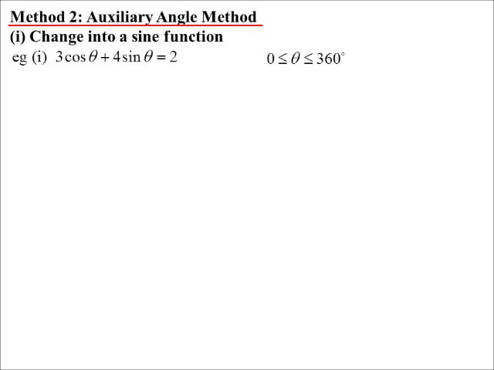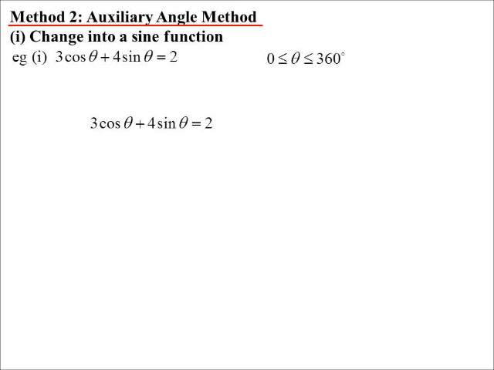I've got something times cos, something times sine, and it's equal to 2. But I want that something times cos plus something times sine to be a single sine function. Well, we know sine cos, cos sine is a sine function. And that's what we're going to do. We're going to turn it into that. And here's how we do it.